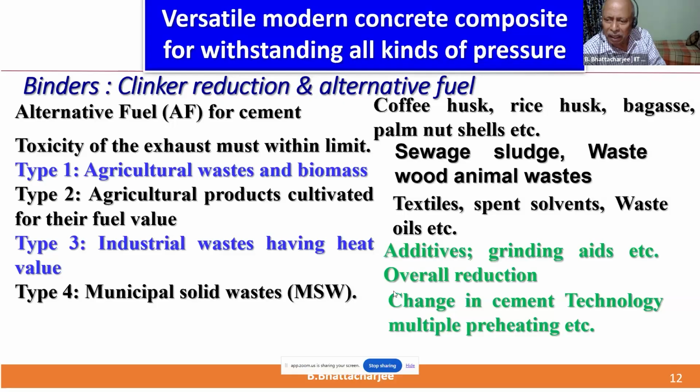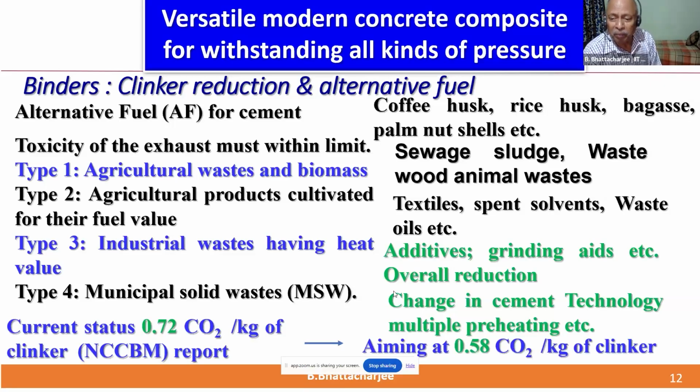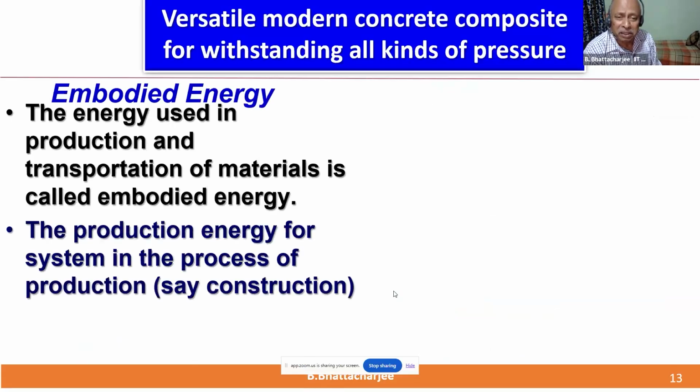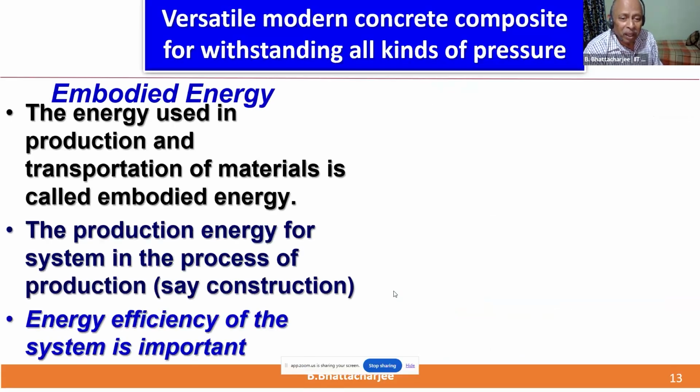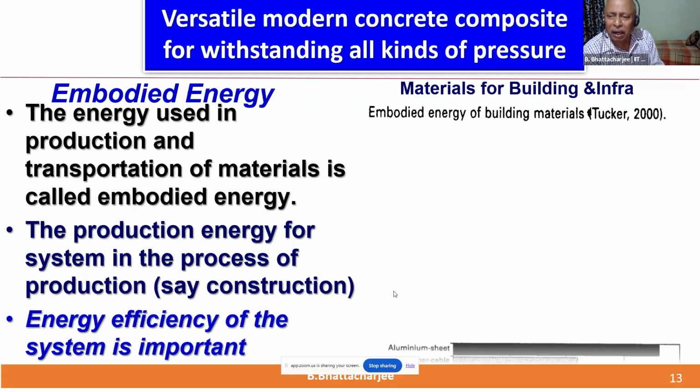They are using grinding aids, overall reduction, the technology of the cement is being changed, and they are actually able to reduce the carbon to 0.72 carbon dioxide. This is from NCCBM's report by Dr. Pahuja, and they plan to reduce it to 0.58 carbon dioxide per kg of clinker. But then with this clinker, you have other materials, supplementary cementitious materials. So an energy efficient system is important, which you were talking about. And embodied energy is the energy that goes in during and after construction. So, building materials. And Prakash shows this.